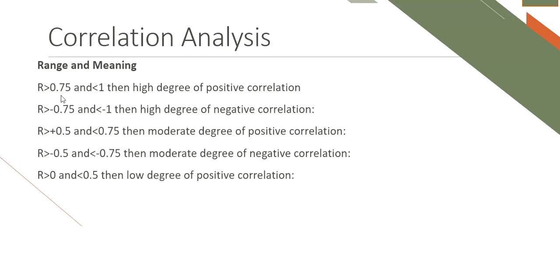Then one more: if R is greater than 0.75 and less than 1, you have to write it as high degree positive correlation. If R is less than -0.75, high degree negative correlation. If it is between 0.5 and 0.75, then moderate degree positive correlation. If it is between -0.5 and -0.75, then moderate degree negative correlation. If R is greater than 0 and less than 0.5, then low degree positive correlation. You have to mention it and then explain. So when correlation is asked, it is very important to write the meaning of R. Easily you can write it and get good marks.